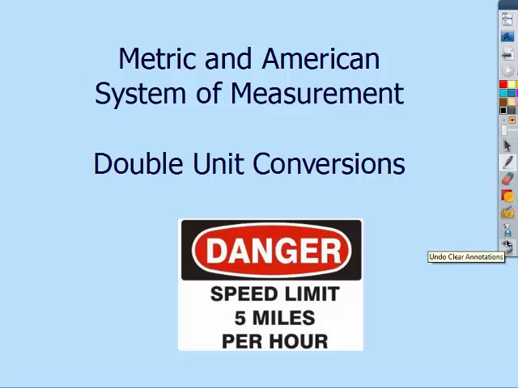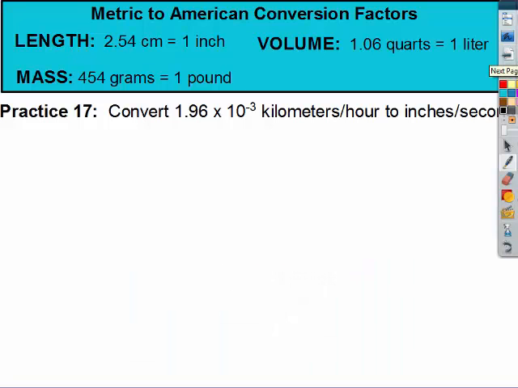In this unit, we're going to be talking about metric and American conversions, but with numbers that have 2 units on them. On this first one, it says that we have 1.96 times 10 to the negative third kilometers per hour, and we're converting that to inches per second.